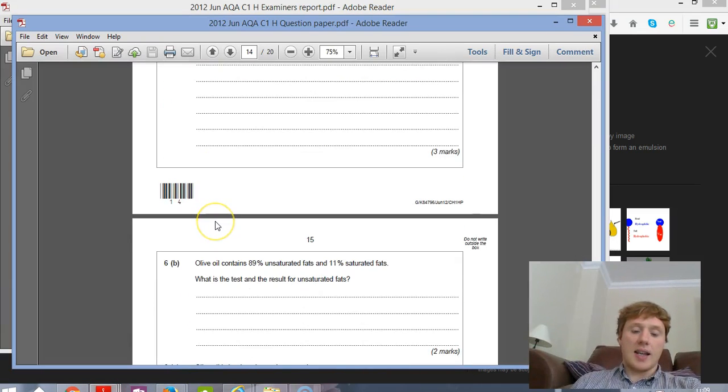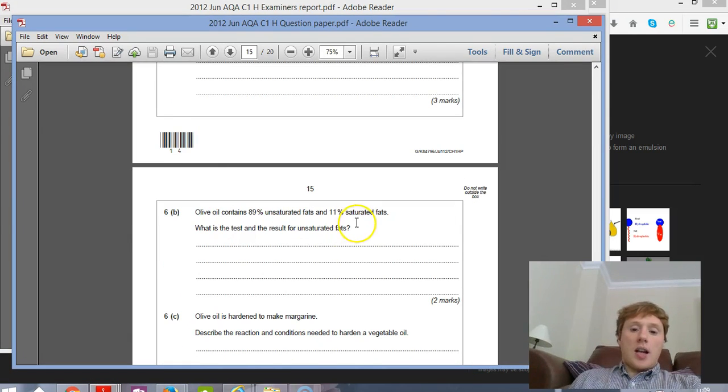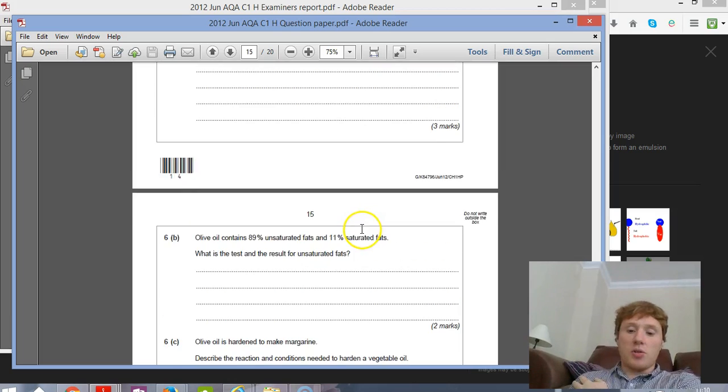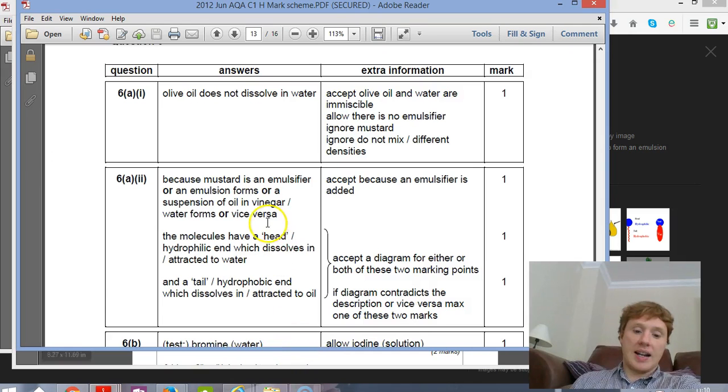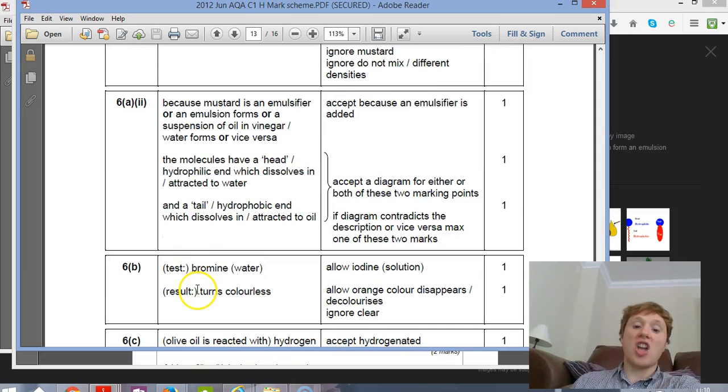That's a classic answer. Unsaturated and saturated. So this is another thing. Unsaturated means there's double bonds. Saturated means a single bond. What is the test? So it's a 2 mark. So 1 mark for the test and 1 mark for what you see. Go. Right. Classic answer. Bromine water turns colourless. Ignore clear. So colourless means it has no colour. Clear means you can see through it. So you can see through coloured things like stained glass window.